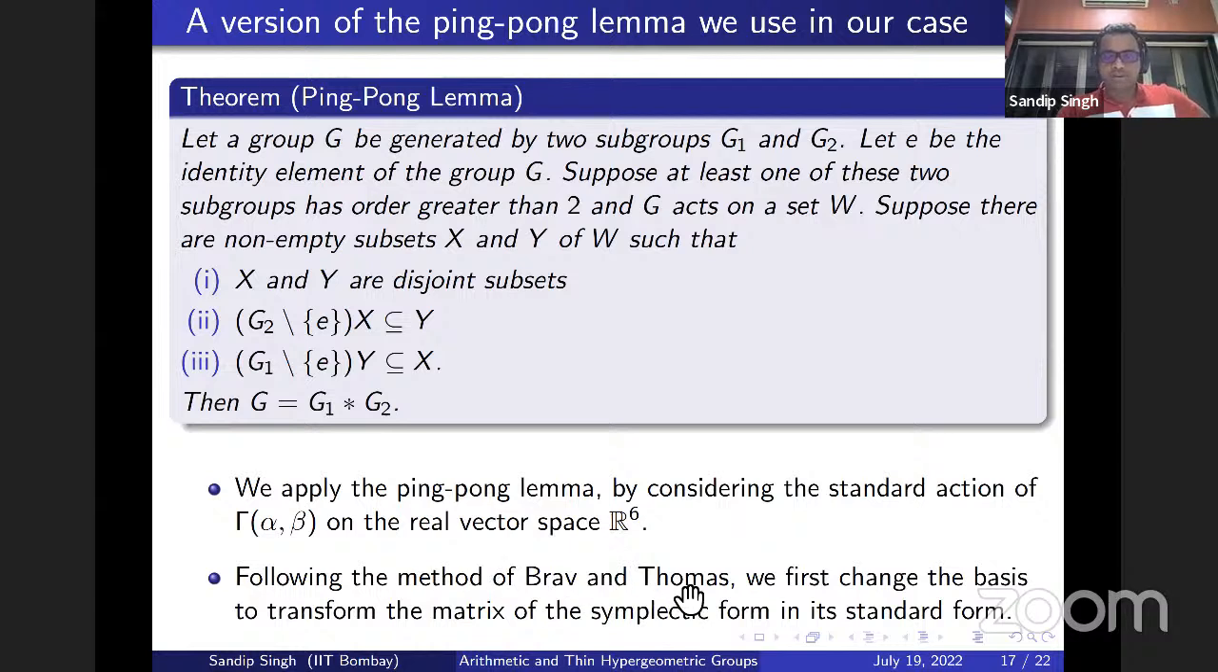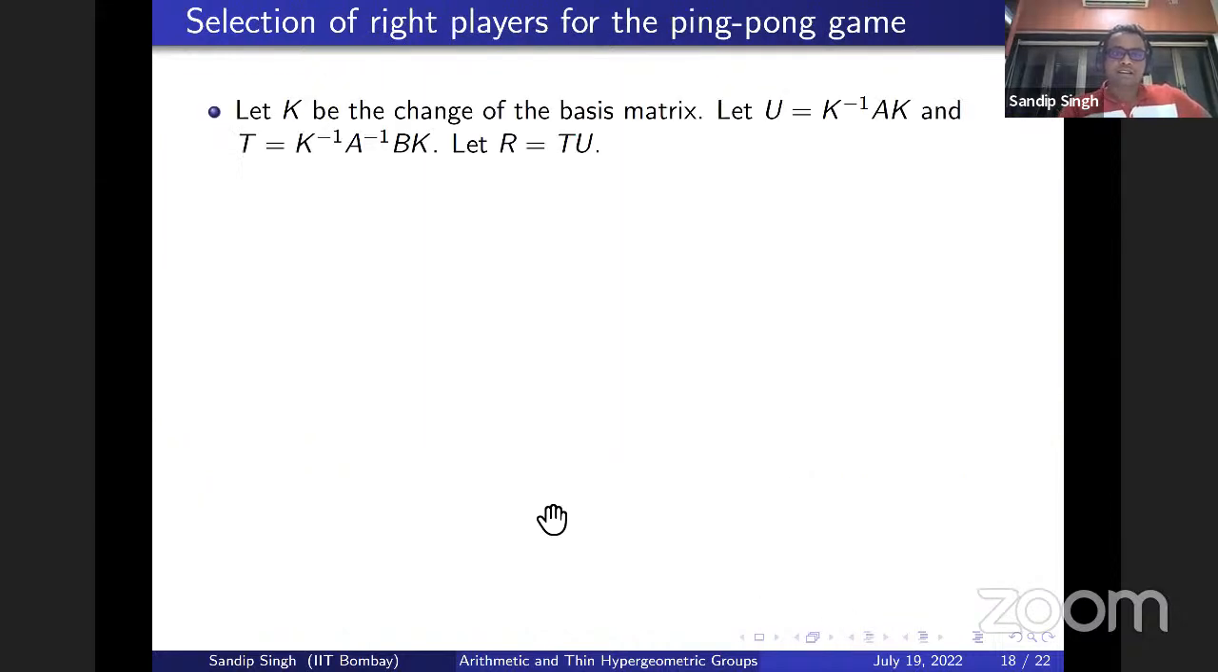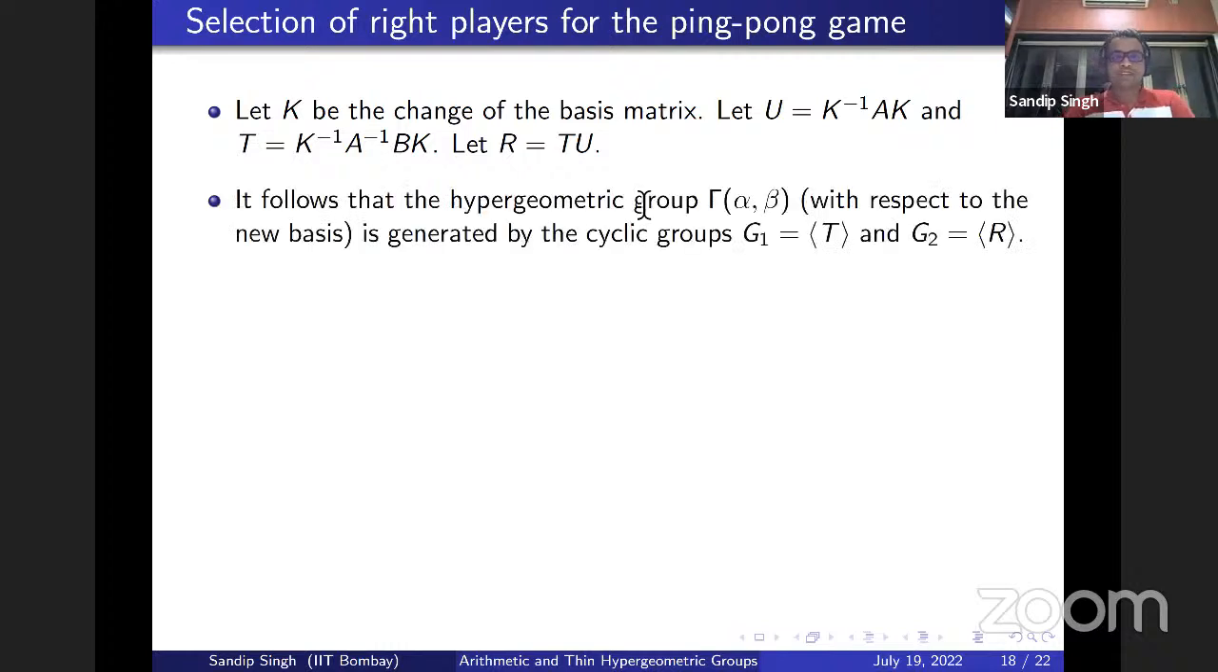Following the method of Brough and Thomas, we first change the basis to transform the matrix of the symplectic form into its standard form. Suppose K is the change of basis matrix, and write U as K inverse AK and T as K inverse A inverse BK. So we are writing A with respect to the new basis, and we are writing C, which is A inverse B, with respect to the new basis. Those matrices are T and U, and R is T times U.